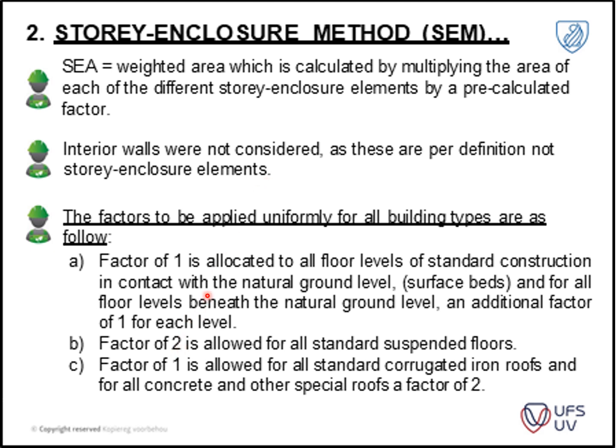Okay, so the factors that have to be applied. A factor of 1 is allocated to all floor levels of standard construction in contact with natural ground. And for all floor levels beneath the natural ground, an additional factor of 1 is provided per level. Then a factor of 2 is allowed for all standard suspended floors, and a factor of 1 is allowed for standard corrugated iron roofs, and for concrete and other special roofs a factor of 2. So you will see in your study notes where the standard factors are provided.